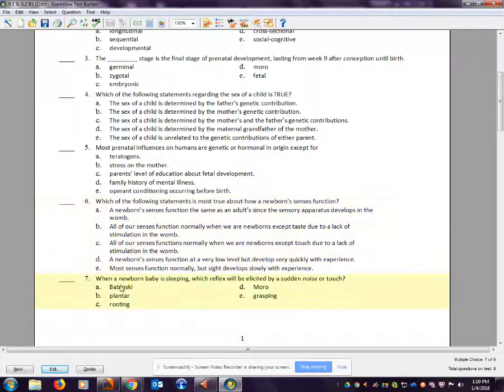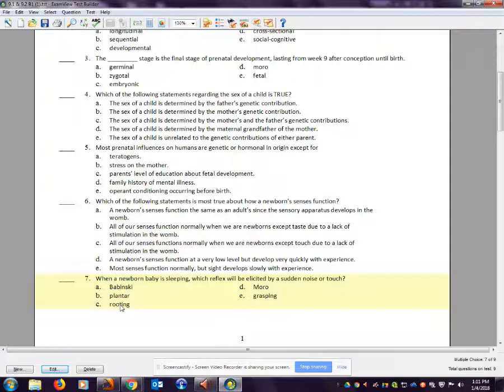All right, number 7. When a newborn baby is sleeping, which reflex will be elicited by a sudden noise or touch? I asked you to learn about several different types of reflexes. The one that is correct here is the Moro reflex. When startled, a baby will fling his or her limbs out and then quickly retract them. This is why mothers swaddle, to prevent this from waking their babies up. Another one of those reflexes is the Babinski reflex. It's whenever you put your finger on their foot and their toes spread out. It's also called the plantar reflex. So those two are the same.